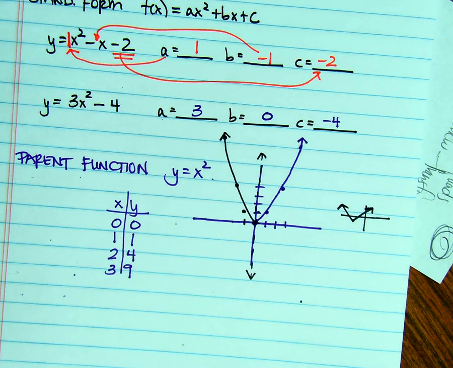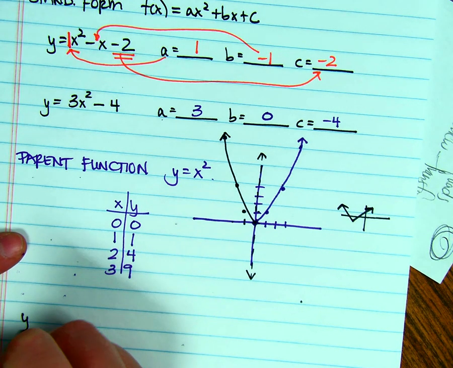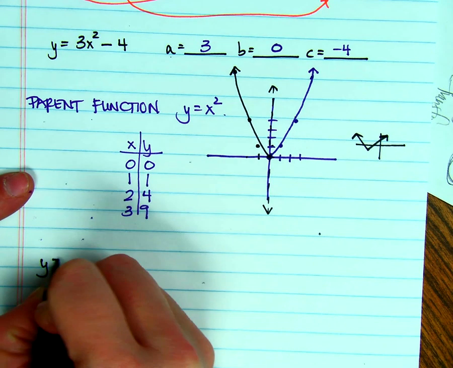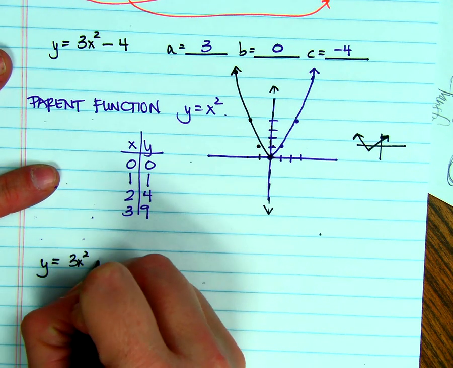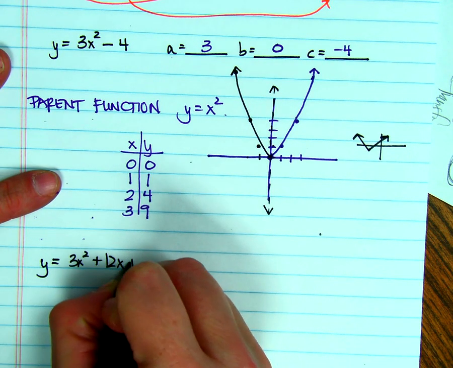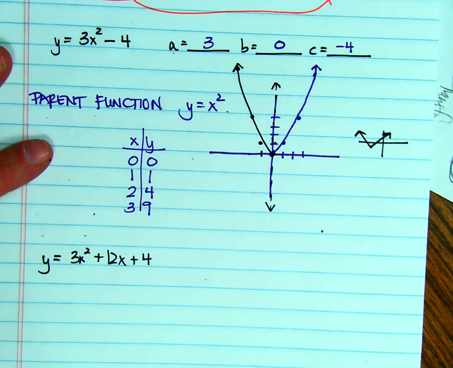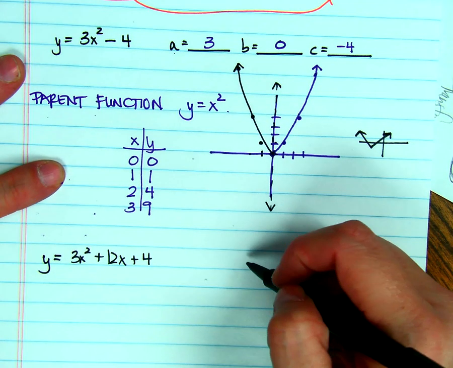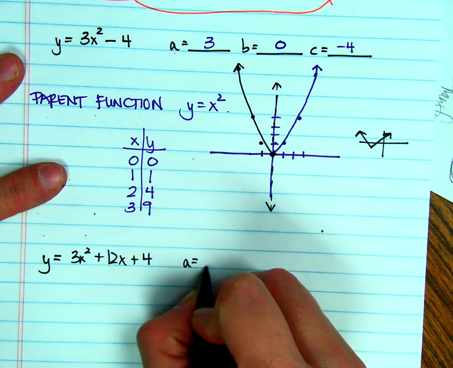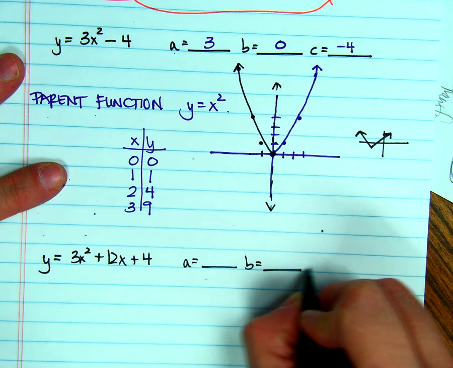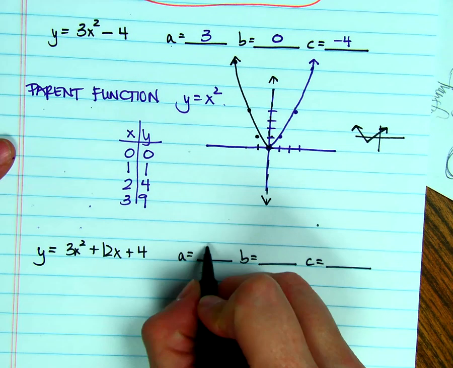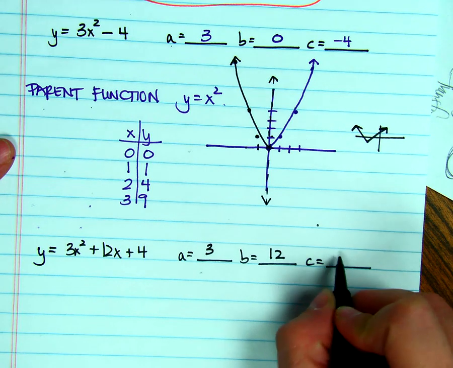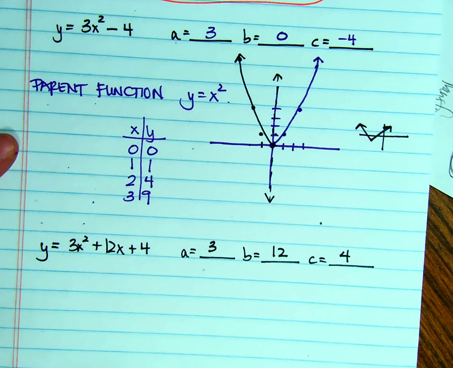Okay, so if I have y equals 3x squared plus 12x plus 4, and we want to graph this, the first thing you're going to do is find your A and your B and your C. A would be 3, B would be 12, and C then would be 4.